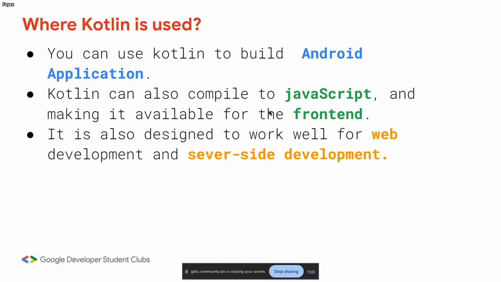Next, where is Kotlin used? As I said, it is used for Android application development, and Kotlin can also compile to JavaScript. Okay, we can use it for front-end purposes also, and it works for web development and mainly for server-side development also. Okay.